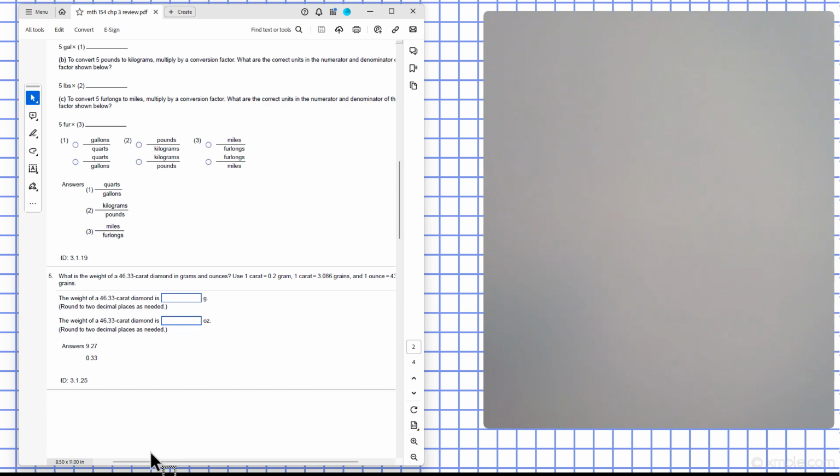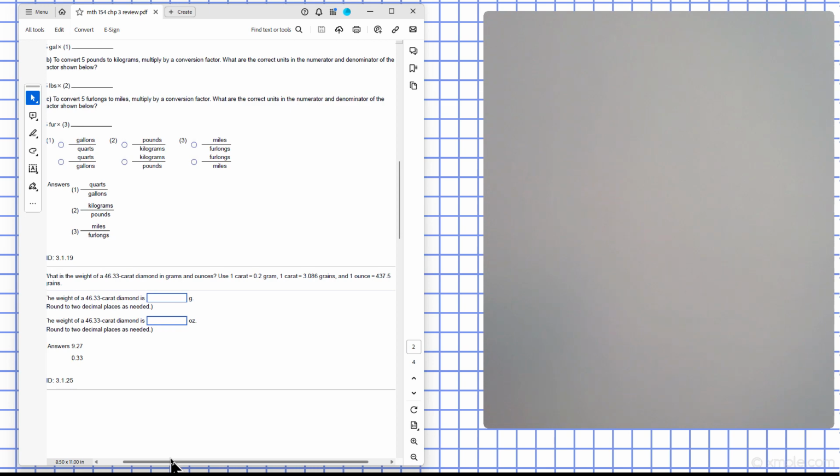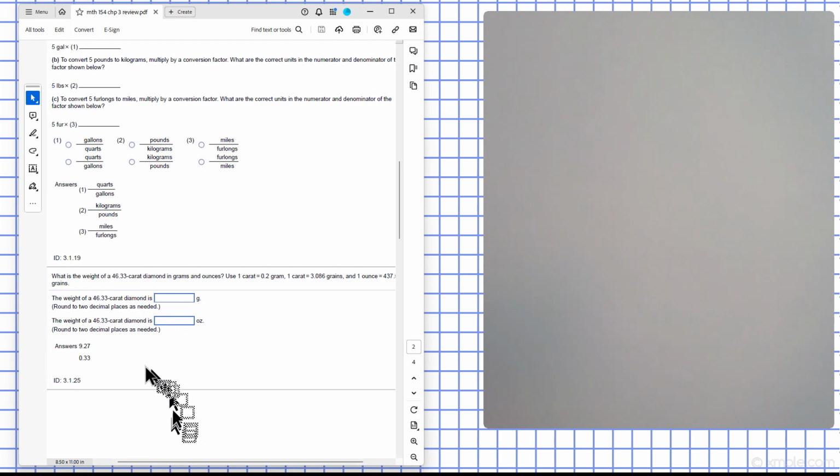This is number 5. What is the weight of a 4.633 carat diamond in grams and ounces? They give us the equivalencies here: 1 carat is 0.2 grams, 1 carat is 3.086 grains, and 1 ounce is 437.5 grains. Okay. So they want a carat diamond in grams. So we're going from carats to grams and carats to ounces.